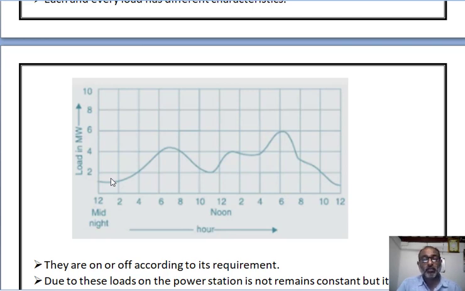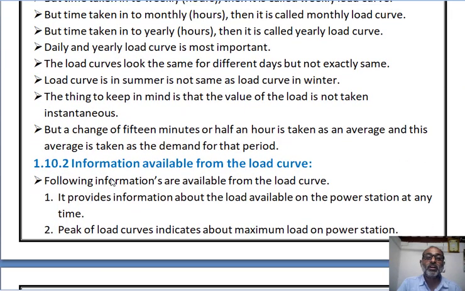Here we should keep one most important thing in mind: the value of the load is not taken as its instantaneous value. That means the value of load at a particular time, a particular instant. Here we are not taking the load at the instantaneous value, but we take the average load over an interval of 15 minutes or half an hour. This average is taken as the demand for that particular time.